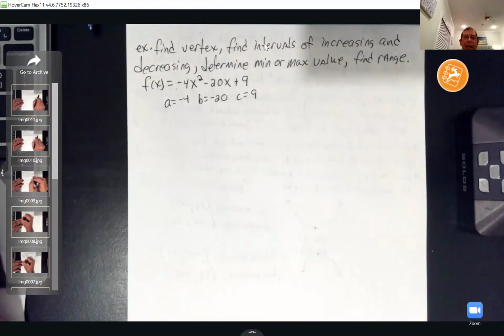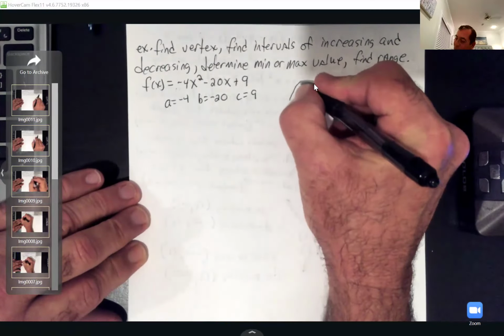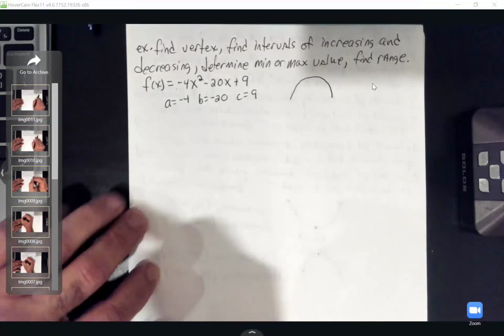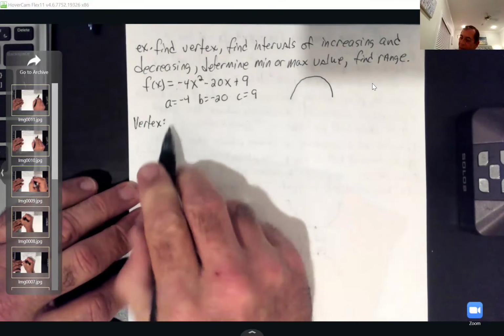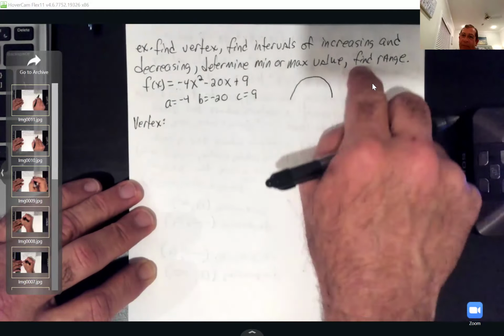All right, y'all, let me see, my chat's lighting up. Let me see what they're saying. So definitely maxes. Good job, y'all. So we know our parabola is going to have a maximum. So let's get that vertex. So finding the vertex will answer a lot of these questions, and it really gives me all the information I need for everything here.